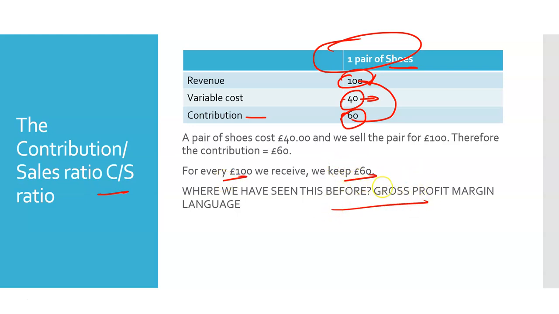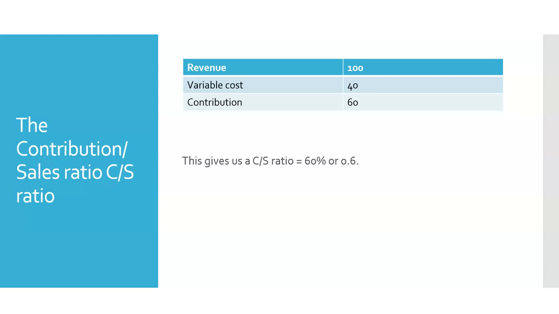And we think about this, if you remember, from our gross profit margin language. So when we talk about revenue and variable cost, we're saying 100, and we have variable cost of 40, and we have a contribution of 60. And this gives us what we would refer to as a contribution to sales ratio of 60%.